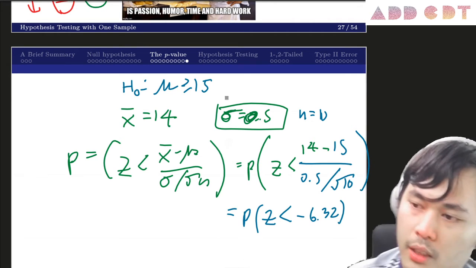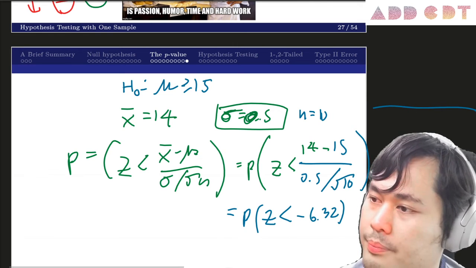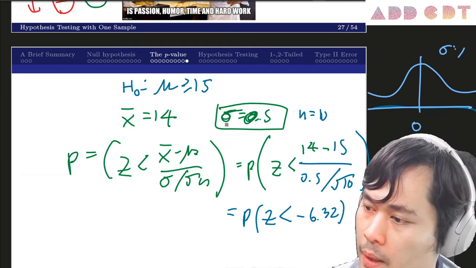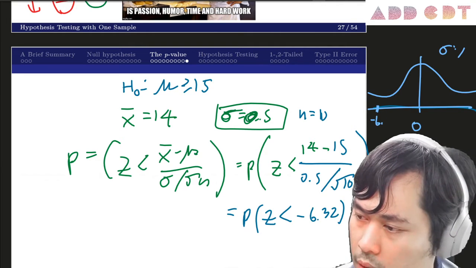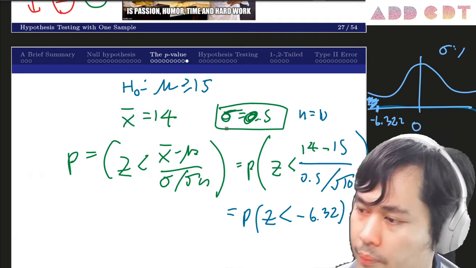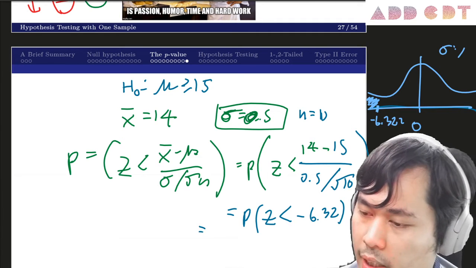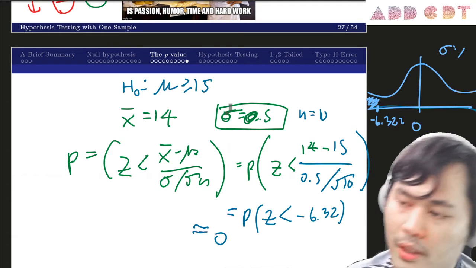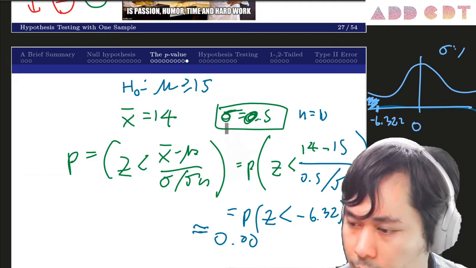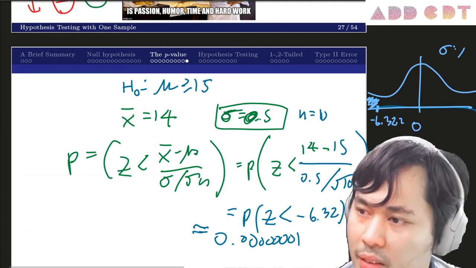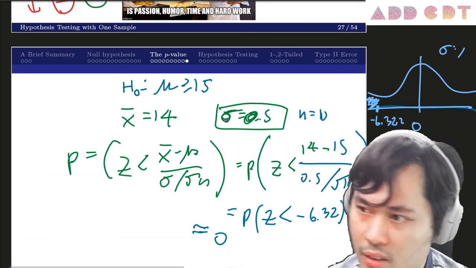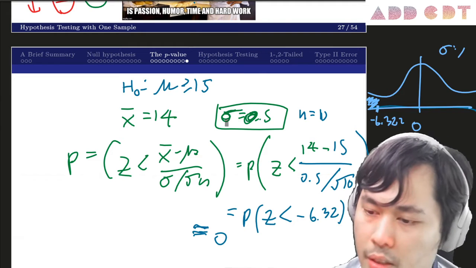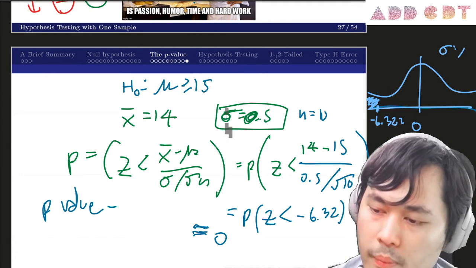And then you put that into the standard normal curve, where the mean is 0 and sigma is 1. How likely is it that the number is to the left of this point? If you put it in the applet that I gave you last time, you will get 0. It's not exactly 0, but it's small enough that they decide to write it down as 0. So that means the p-value is 0.